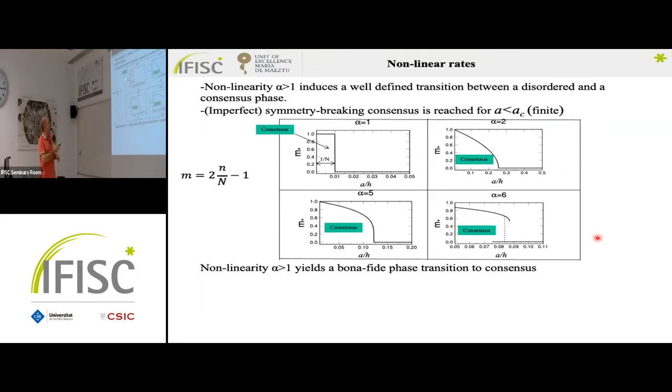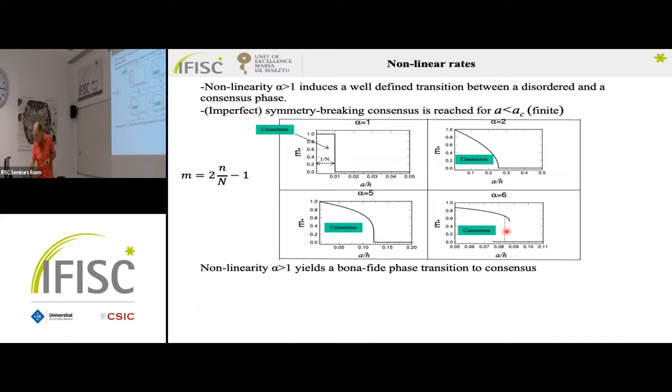So this is again a summary of the same result. Nonlinearity alpha greater than one induces a well-defined transition. These are the other parameter, which is the magnetization, 2 times the fraction of agents in one state minus one, and the absolute value of this. For alpha equals to one, we had consensus in a region whose width was 1/n. As n goes to infinity, this goes to zero. For alpha greater than this critical value, you have a well-defined second order transition, and here you have a first order transition for alpha greater than 5.